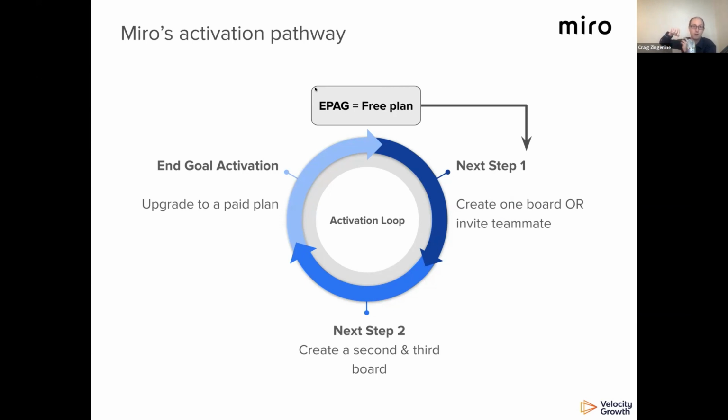And remember what Miro told us? 3 boards is what you get under the free plan. So you invite your colleague, they invite their colleague, and this is pure product-led growth right here in action. They've already hit the constraint. And so now when you want to create a fourth board, you have to get out your credit card. And that's their end goal.